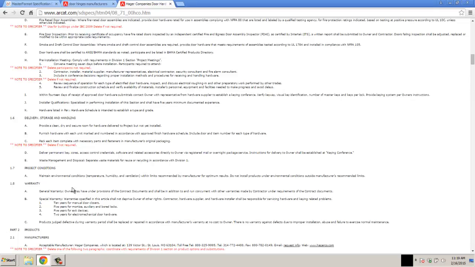And it protects you. For instance, delivery, storage, and handling. We're not just going to have this stuff dumped on the site and put in a corner and then forgotten about, and it can't be found later. Somebody's taken it to a metal recycler. So we need to provide a clean, dry, secure room for hardware delivered to the project, but not yet installed. Furnish hardware with each unit marked and numbered in accordance with the approved finished hardware schedule. In other words, every pair of hinges or pair and a half of hinges for a particular door is identified on the box as this is a set of hinges for this particular door. And pack each item complete with necessary parts and fasteners as manufacturer's original packing.